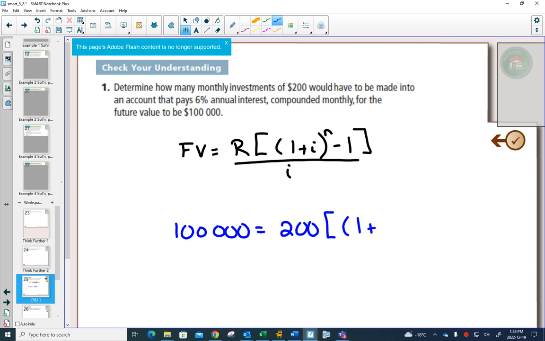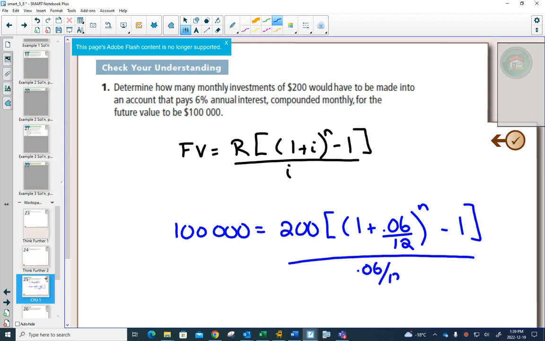That I is the interest rate as a decimal, so we would put in 0.0, actually, I is the interest rate as a decimal divided by the number of compound periods. So we would put in 0.06 divided by 12 because it's compounded monthly. The exponent n is the number of payments minus 1 divided by 0.06 divided by 12.